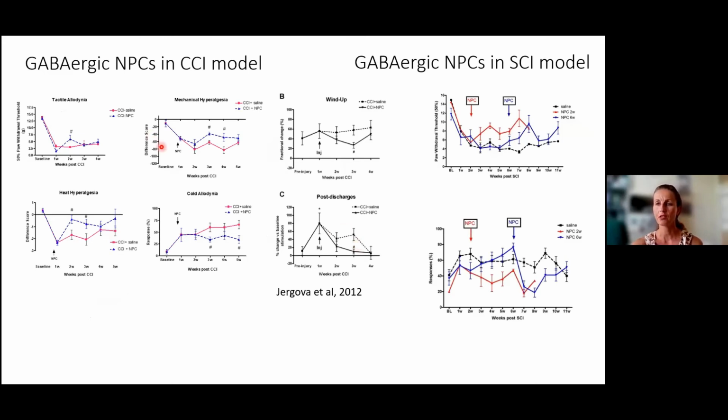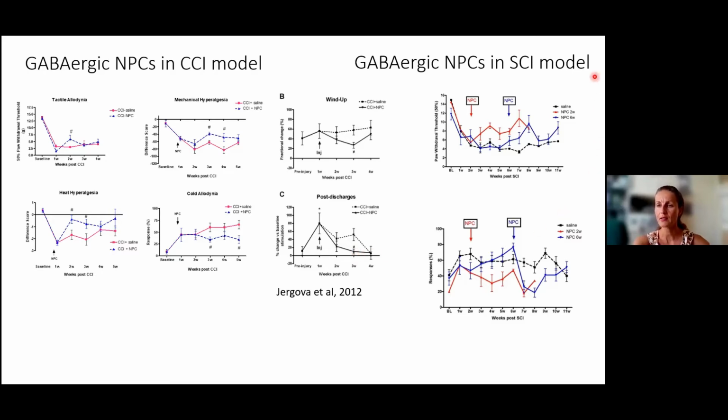So these are our very early studies, where we used those GABAergic cells in a model of peripheral nerve injury. Those are the animals in the blue color here. You can see there were some benefits when it comes to pain reduction, or reduction of the hypersensitivity, of those animals that received our graft, for mechanical, heat, and cold sensitivity. We also conducted electrophysiological assessment. We found that in the animals with the graft, we were able to describe the reduced wind-up, so the reduced hypersensitivity of the nociceptive neurons in the spinal cord, and also the post-discharges in those animals that received the graft were reduced.